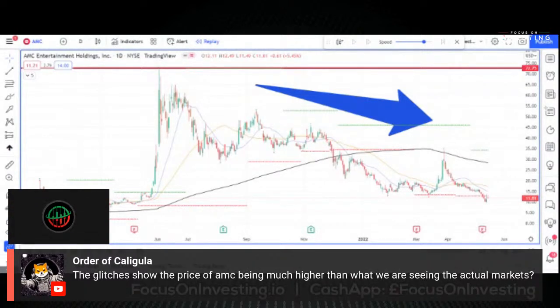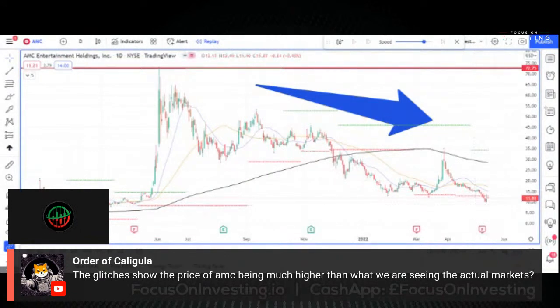Order of Caligula says the glitches show the price of AMC being much higher than we are seeing in the actual market. Then how does that make sense? Think about what you're saying. The glitches show that the price of AMC is much higher than we are seeing. The actual price is the actual price that you can buy it for, right? Think about that. If I can buy it for $11, then that is the actual price.